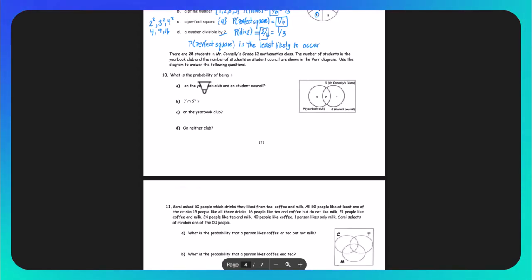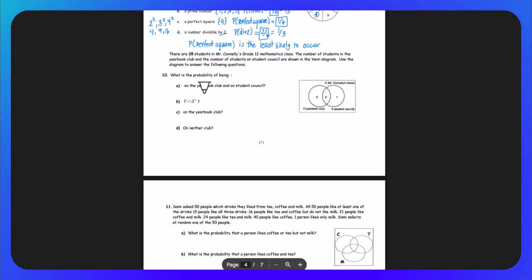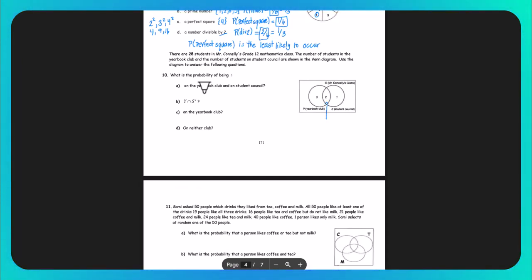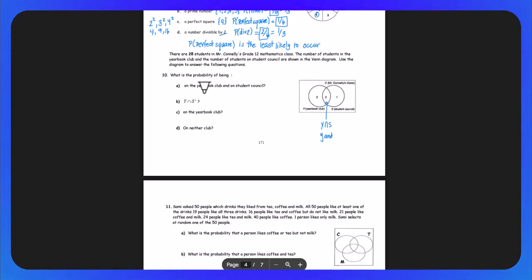So let's look over here and remind ourselves about the parts of the Venn diagram. The middle piece right here is the intersection, which is Y intersect S. Sometimes we say this means they are doing Y and S, so that is the yearbook club and the student council. So there are 2 people who do both. There are 5 people who are only in the yearbook, and there is 1 person who is only in student council.